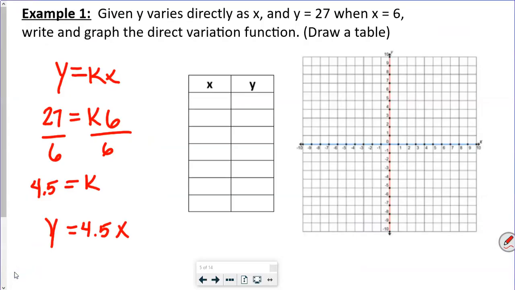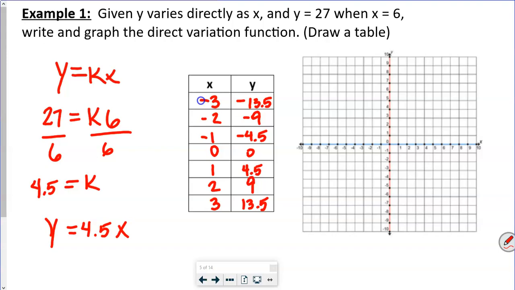Now I'm going to put some values in here. If I put negative 3 into 4.5 times x, that's going to give me a y value of negative 13.5, and that's going to be off our graph. Negative 2 gives me negative 9, and negative 1 gives me negative 4.5. Then 0 obviously gives me 0, because 0 times anything is 0. Then we go right back up with 1, 2, and 3, so we've got positive 4.5, 9, and 13.5.